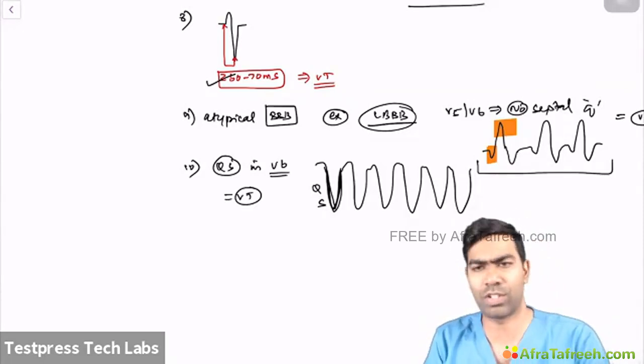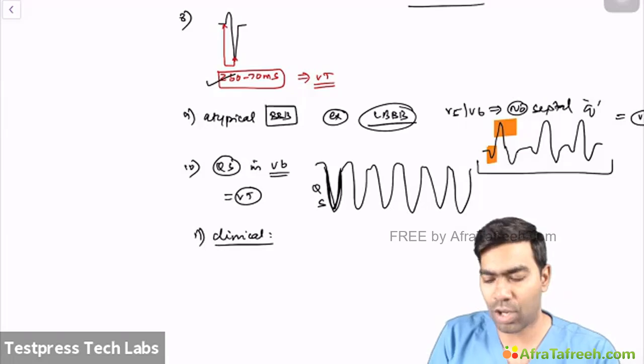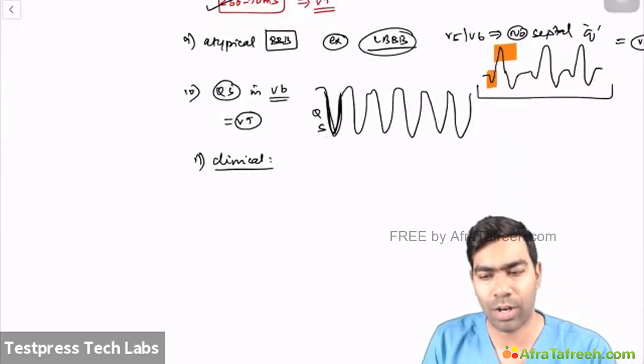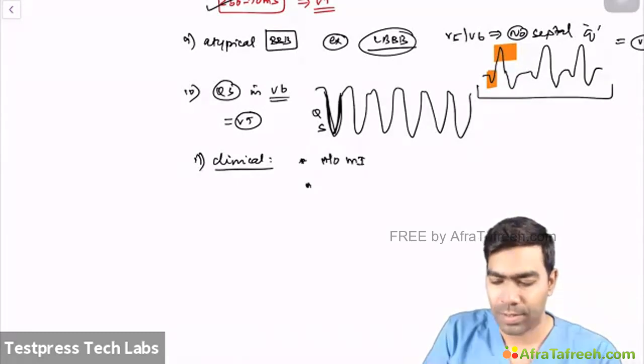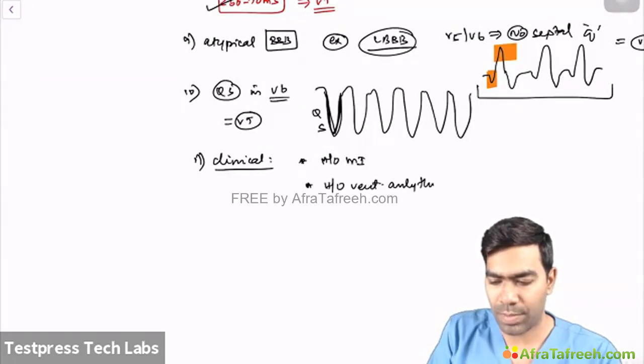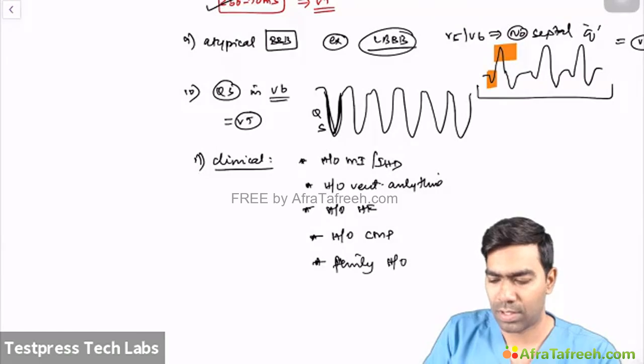Like this, you have so many points to tell. And do not forget the clinical history. The clinical background can strongly tell you whether the patient is having a VT or not. Like the first clinical background, history of a prior myocardial infarction, history of having a ventricular arrhythmia, or if the patient is having not only MI but any ischemic heart disease, history of heart failure, or the patient has a history of cardiomyopathy, or a family history of sudden death, or the patient is a known case of structural cardiac problem like HOCM.